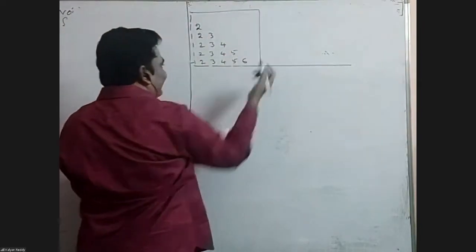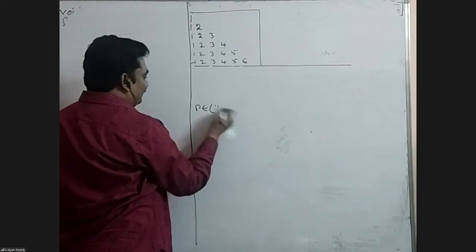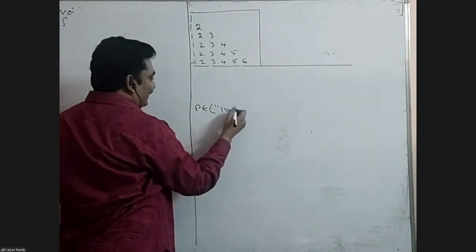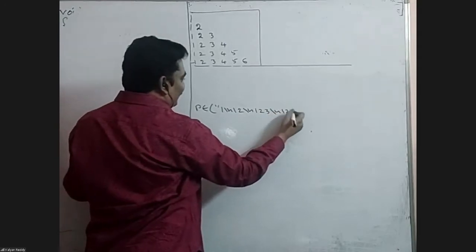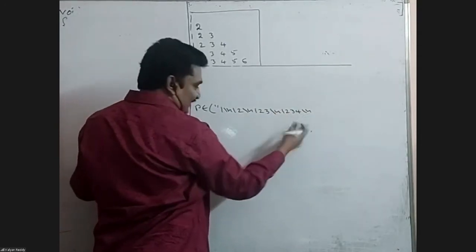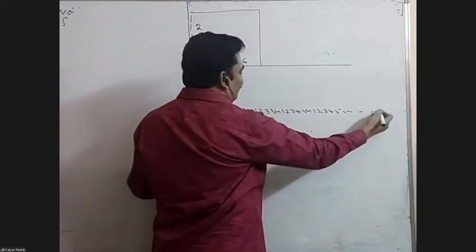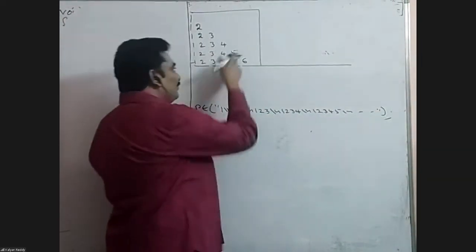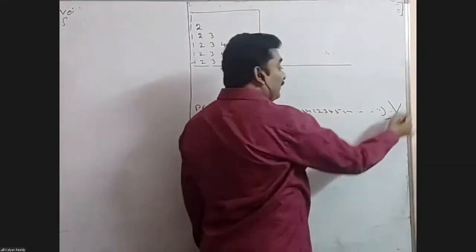What is there to print this? Just printf: 1 slash n, 1 2 slash n, 1 2 3 slash n, 1 2 3 4 slash n, where slash n means new line, 1 2 3 4 5 slash n, 1 2 3 4 5 6, right? Then the output will be this. That's it. But the program needs to be dynamic.